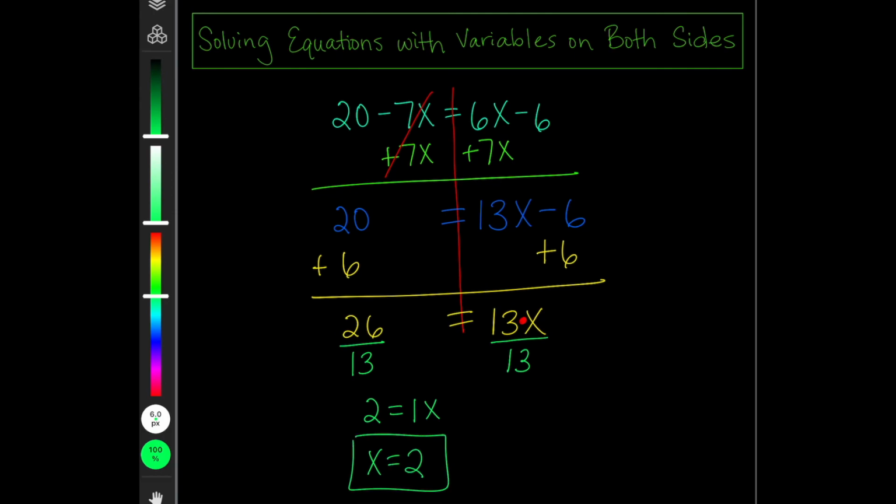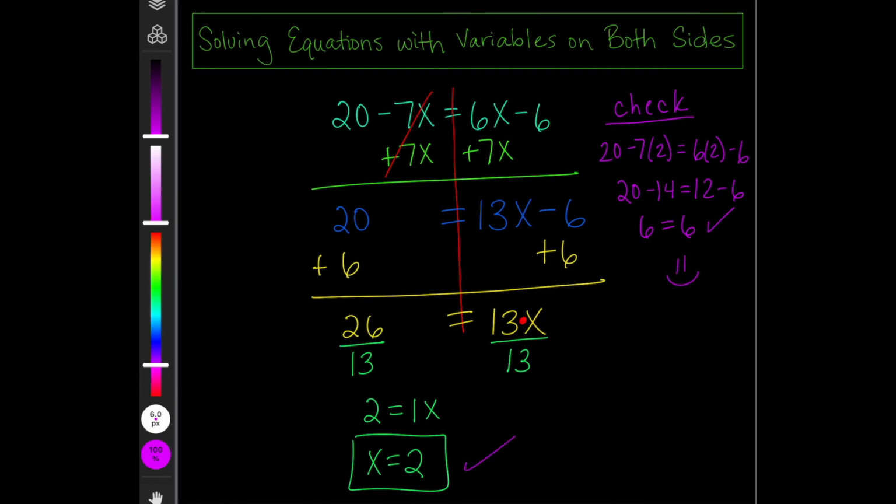Lastly, we must check our work by plugging in 2 for x in the equation to ensure that the equation is true when x equals 2. So we have 20 minus 7 times 2 equals 6 times 2 minus 6. Remember the order of operations. So we get 20 minus 14 equals 12 minus 6. Lastly, we simplify and get 6 equals 6, which is a true statement. We have solved this problem correctly.